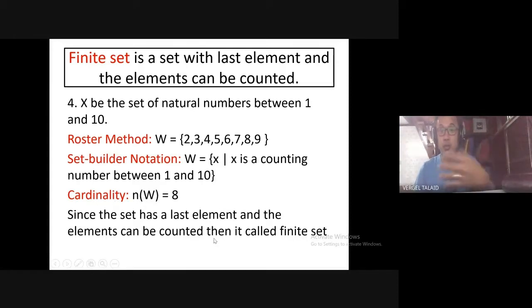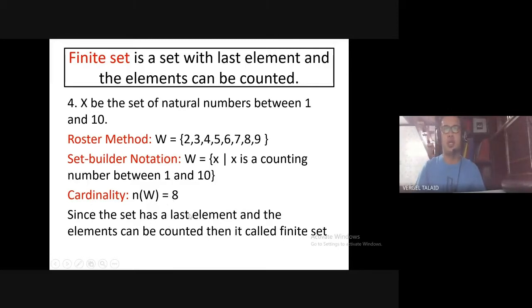A unit set is also a finite set. In set builder notation, it can be written as W is equal to all x's such that x is a counting number between 1 and 10. So what is the cardinality? We have 1, 2, 3, 4, 5, 6, 7, 8. So 8 is the cardinality.